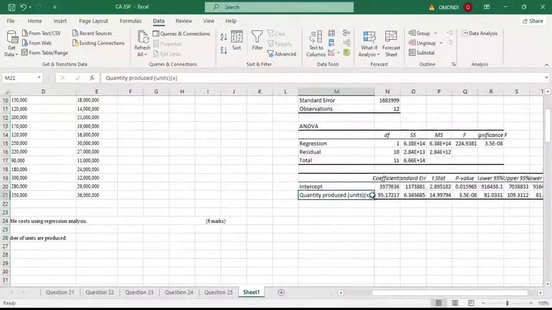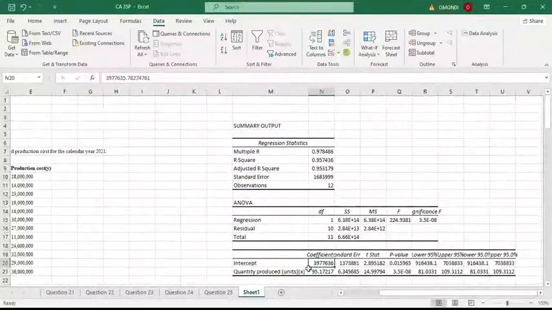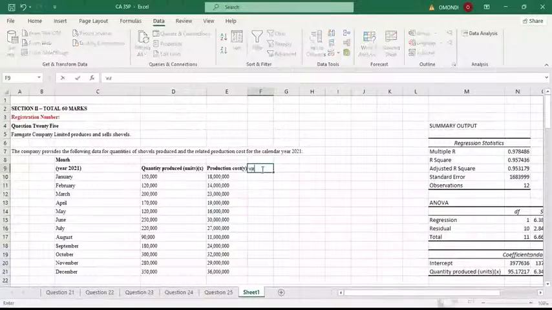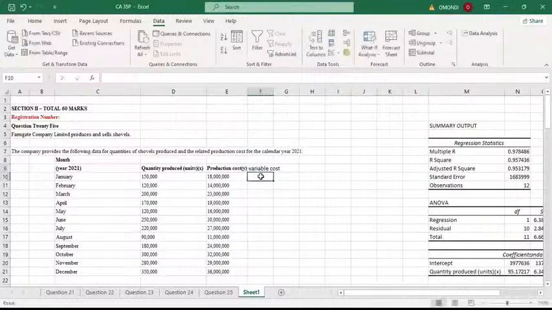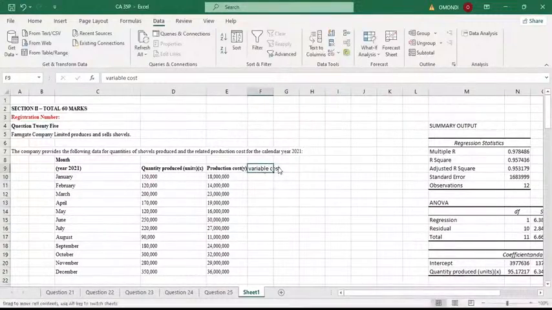So I know very well that X here, I'm going to get the value of B. That is the slope of the curve or gradient of the curve. Intercept is now the fixed costs. And now that I have the fixed costs, I can extract variable costs. Before I get to variable, I need to have my fixed costs here.